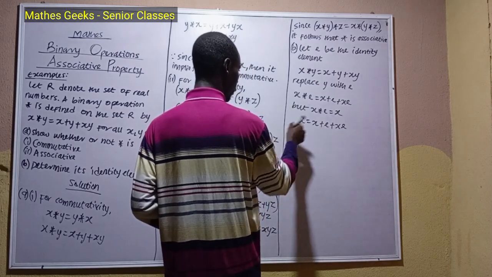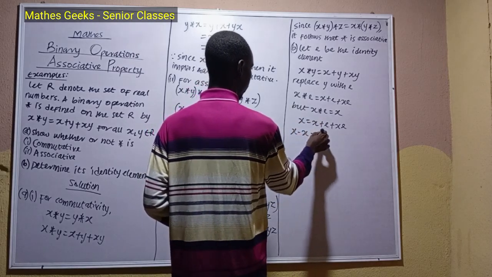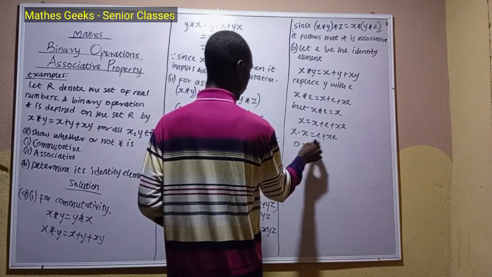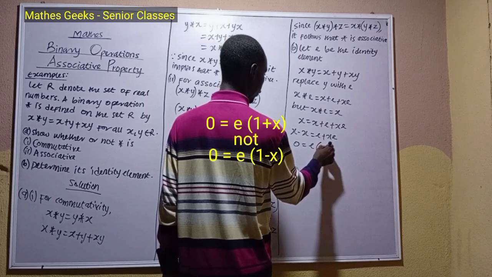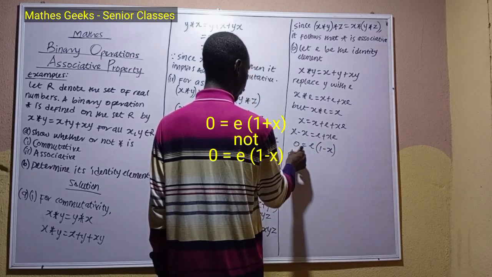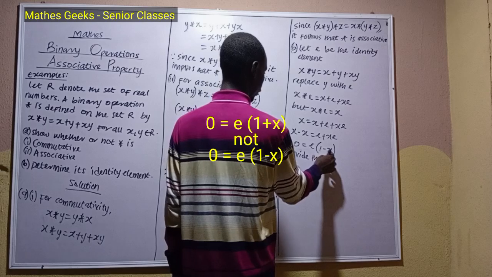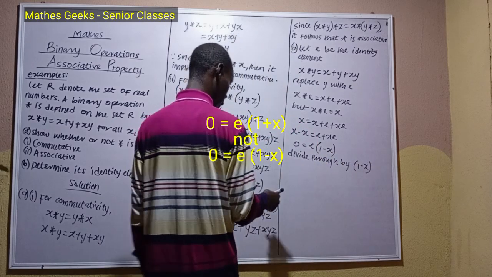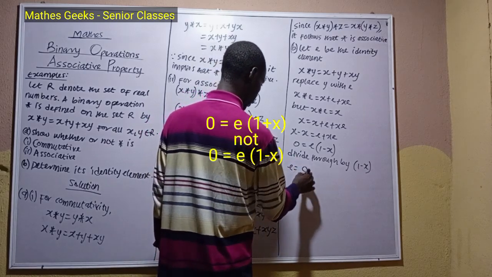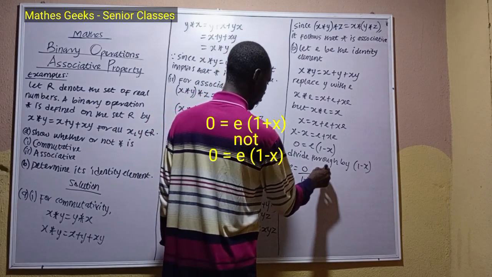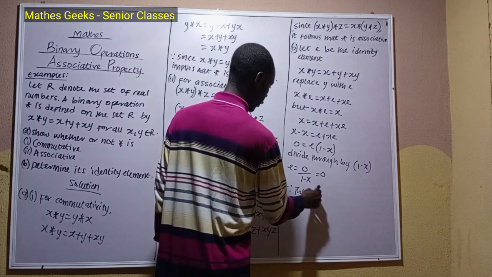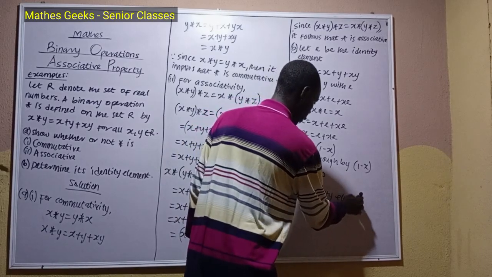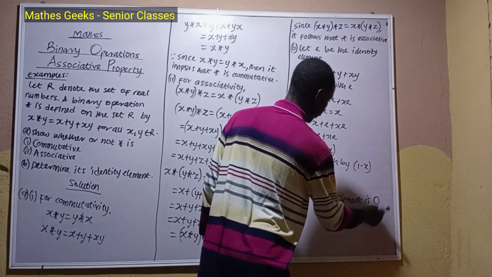Now we bring x to this side and collect like terms: x minus x, e plus xe. So here 0 equals, factor e out, e times 1 plus x. So divide through by 1 plus x. We're going to have e equal to 0. Therefore, the identity element is 0.